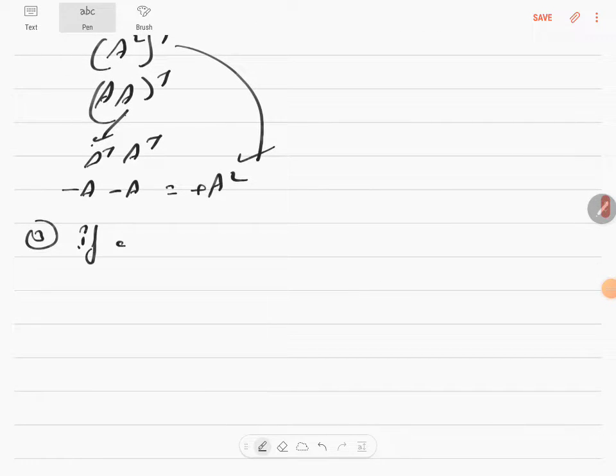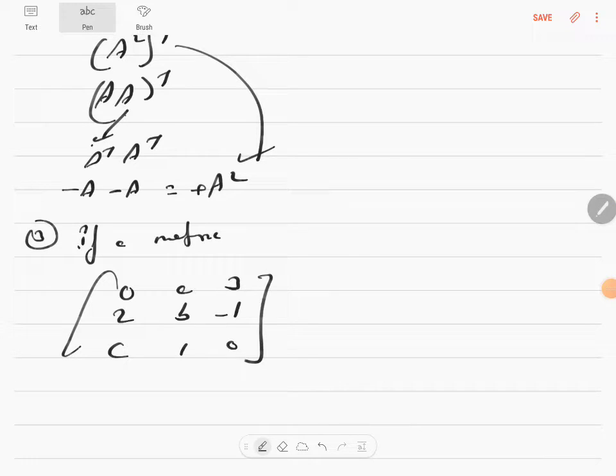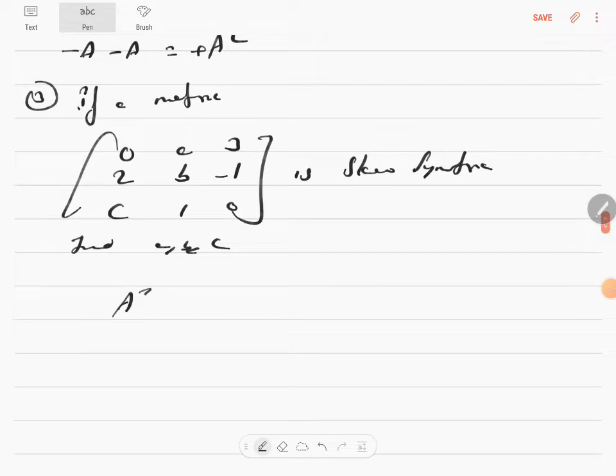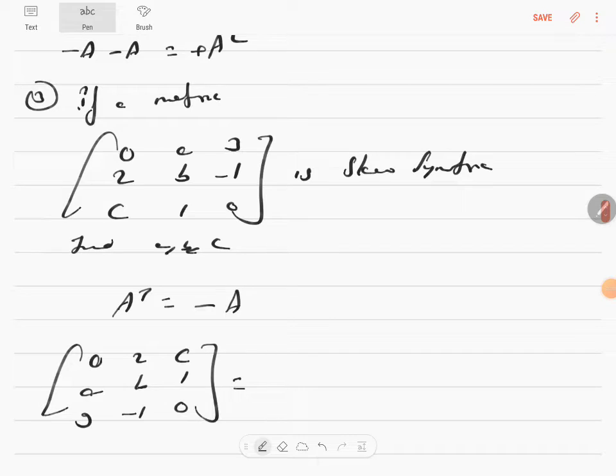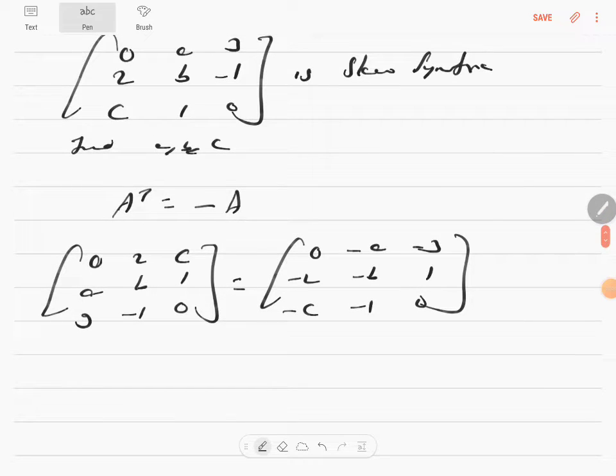if the matrix [0 a 3; 2 b -1; c 1 0] is skew symmetric, find the value of a, b, c. You know A transpose is equal to minus A. So what is A transpose? [0 2 c; a b 1; 3 -1 0] is A transpose, which is equal to minus A, that is [0 -a -3; -2 -b 1; -c -1 0]. So thus you know that a is equal to -2, c is equal to -3.